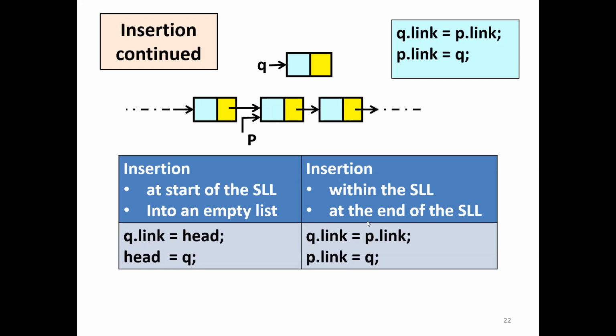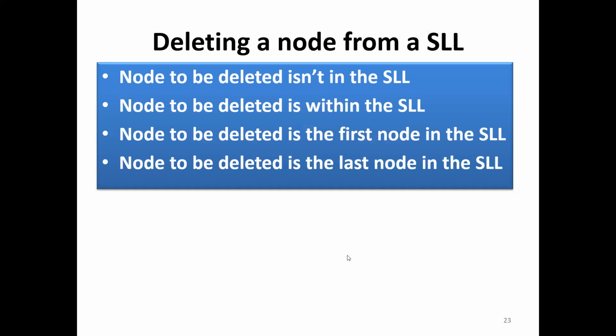So we need the reference in the head to be assigned to the link of Q, and finally we assign Q to the head. And if we want to insert the data at the end of the singly linked list, then we have to perform this operation where we need the link of that element or node and assign that link to the link of Q. And finally, we assign Q to the link of P. That is how we can perform insertion.